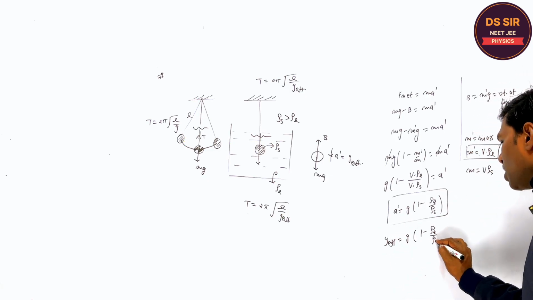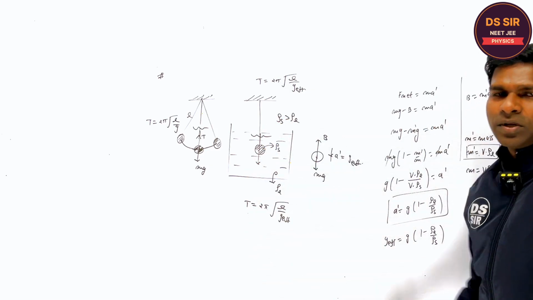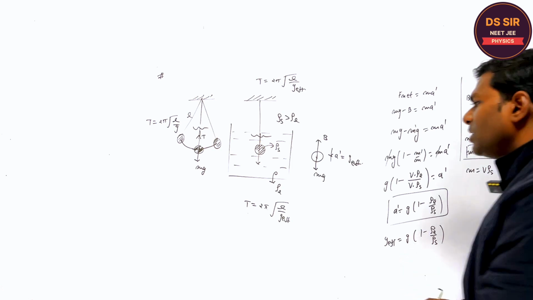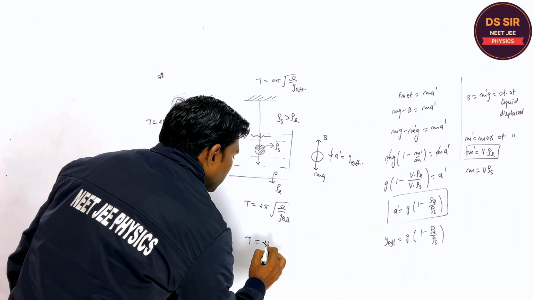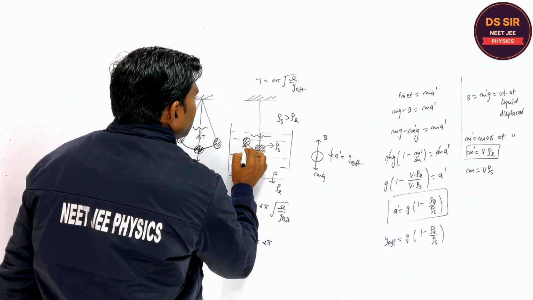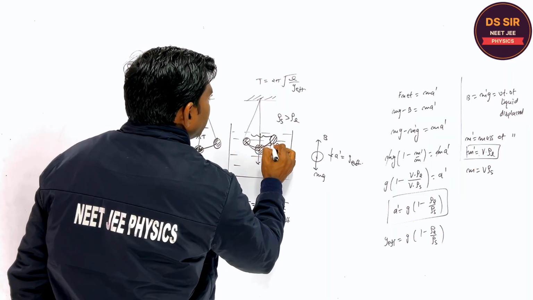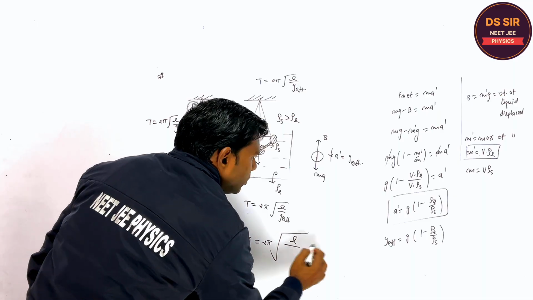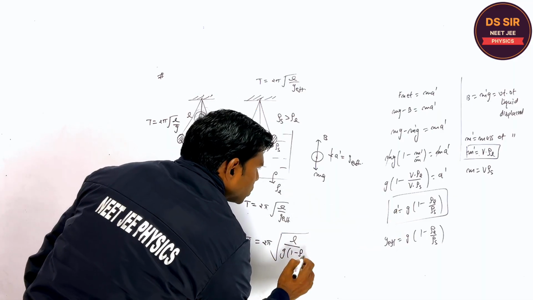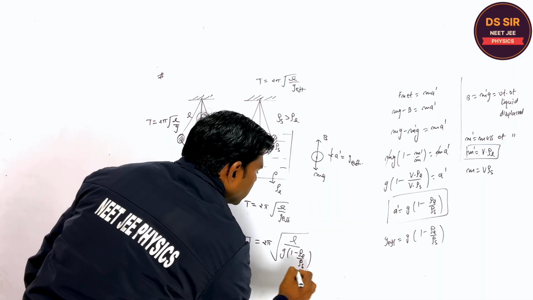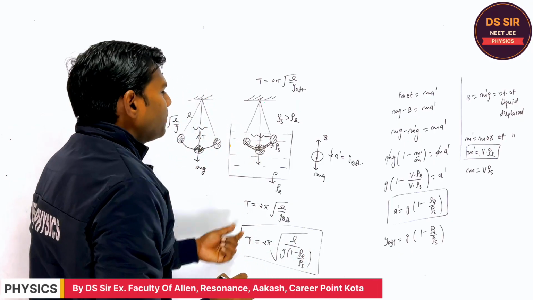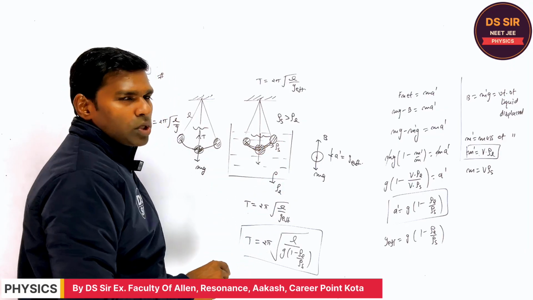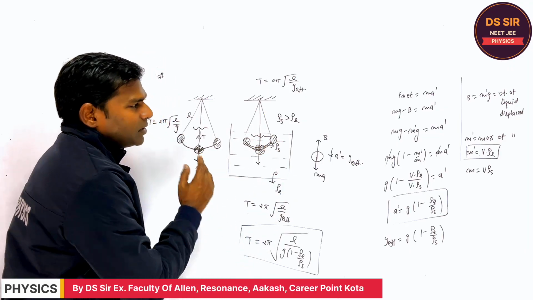When the string is cut, it will move under the gravitational force and the buoyant force. So this is the g effective. In this case, the time period of oscillation, if it is displaced a little bit, it will start oscillating like this. Are you getting? Time period will be T is equal to 2 pi root L upon g (1 minus rho liquid upon rho solid). So this is the time period of the bob in the liquid of density rho L, while its density is rho S, rho solid. Copy this.